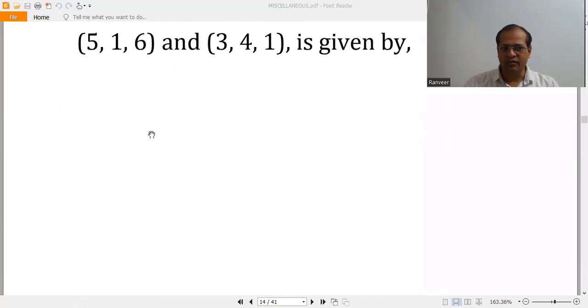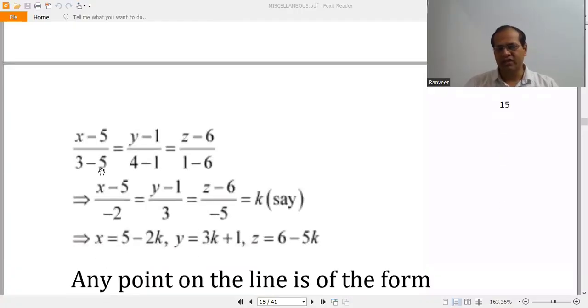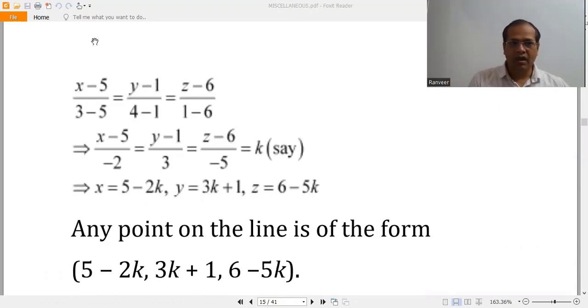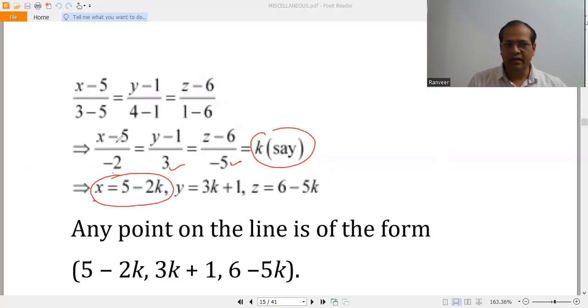So (5, 1, 6) we took. After that, x2 minus x1, y2 minus y1 and z2 minus z1 we got. After that, we just have to take this ratio as a constant k. So (x minus 5) by minus 2, (y minus 1) by 3 and (z minus 6) by minus 5. So x equal to 5 minus 2k. When we multiply, we find 5 minus 2k, y equal to 3k plus 1 and z equal to 6 minus 5k.